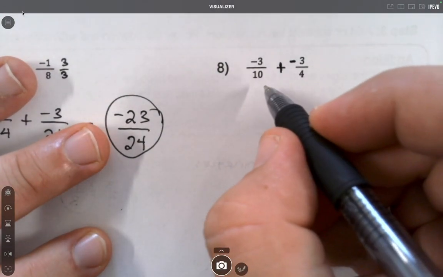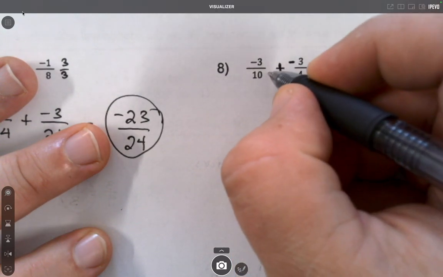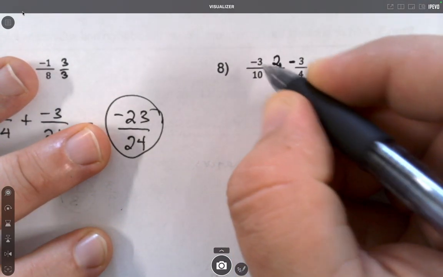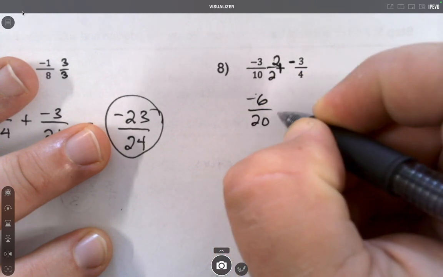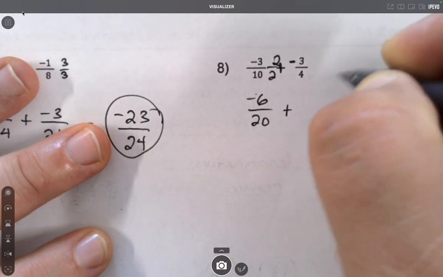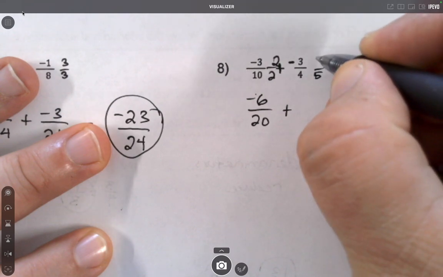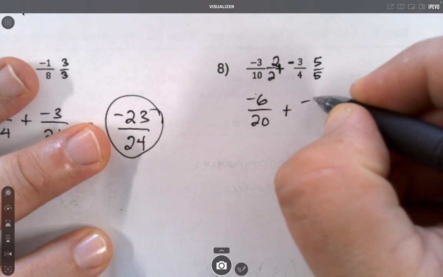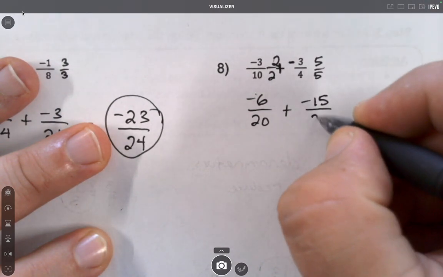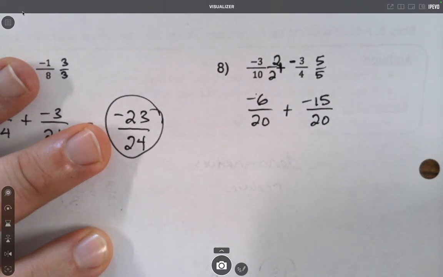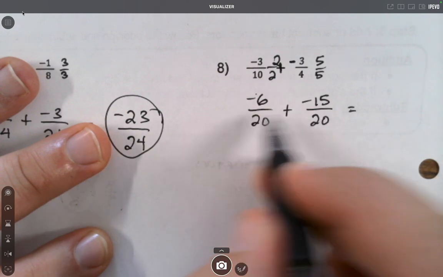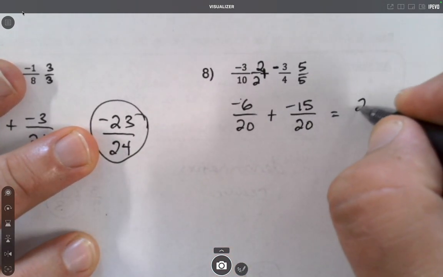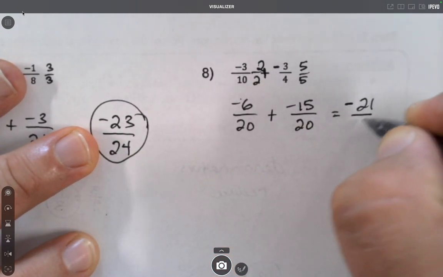So like I said, 20 is our least common denominator. So I'll multiply this top and bottom by 2. Negative 3 times 2 is negative 6. 10 times 2 is 20. This needs to be multiplied by 5. Negative 3 times 5 is negative 15. 4 times 5 is 20. Since I'm adding numbers of the same sign, I add them together and keep their sign.